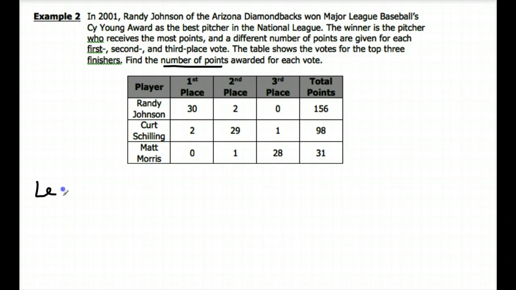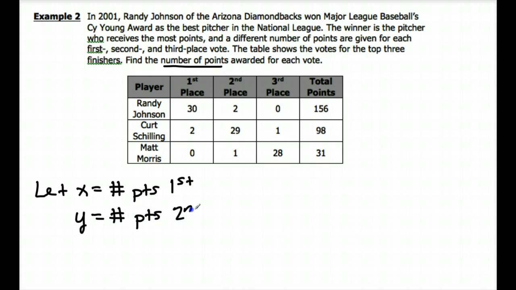So that's going to be my let statements. I'm going to let x be the number of points for a first place vote. Y is going to be the number of points for second. And z the number of points for third. Okay, so I'm trying to find, again, how many points does a first, a second, and a third give you, and I'm going to find that given the total number of points for each player and how many votes they got that was first, second, and third.